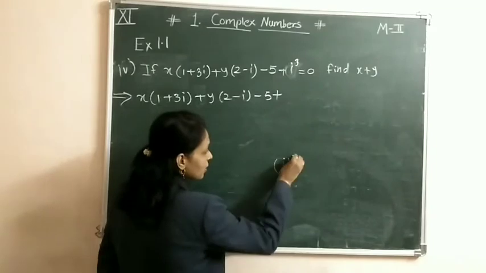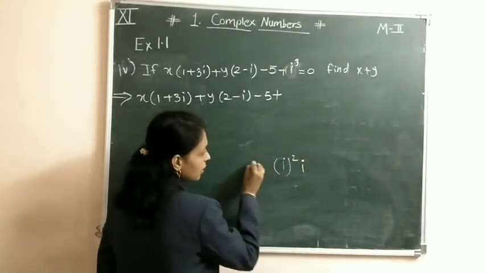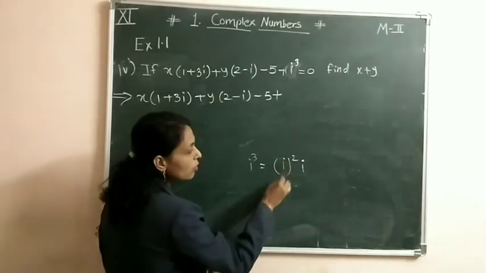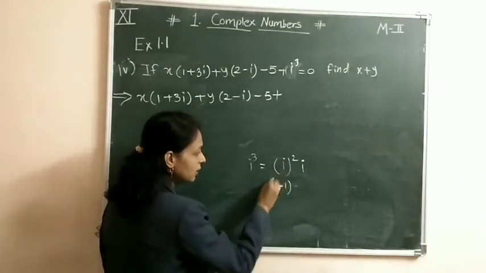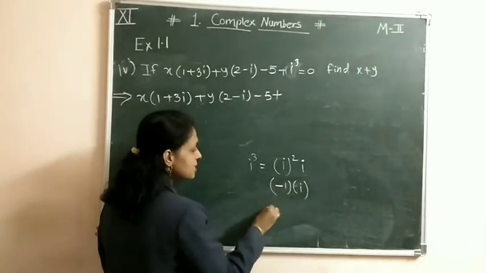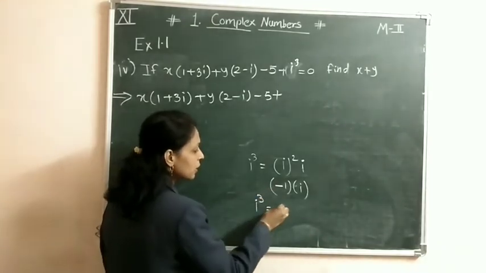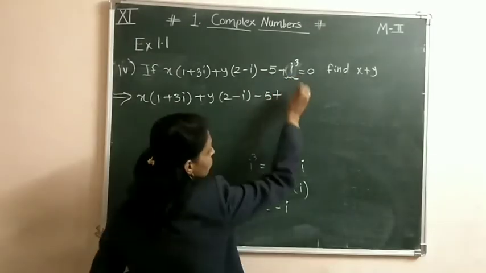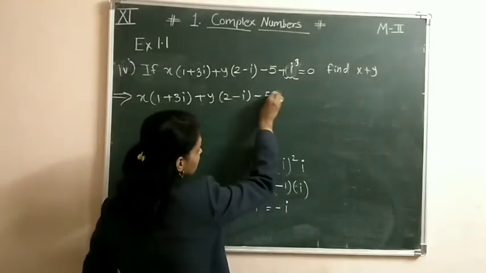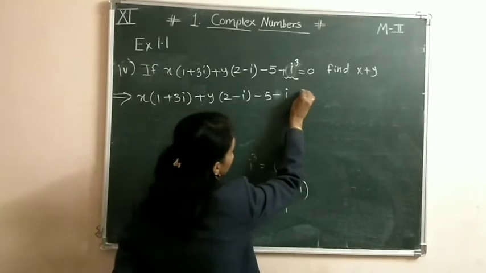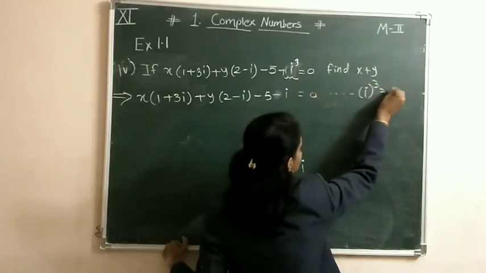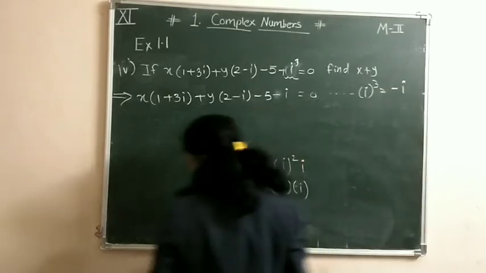I square into i. What is i cube? I square into i means i cube. The value of i square is negative 1 into i. It means that i cube is equal to negative i. So here we can write, instead of i cube, negative i. We can give the reason: i cube is equal to negative i.